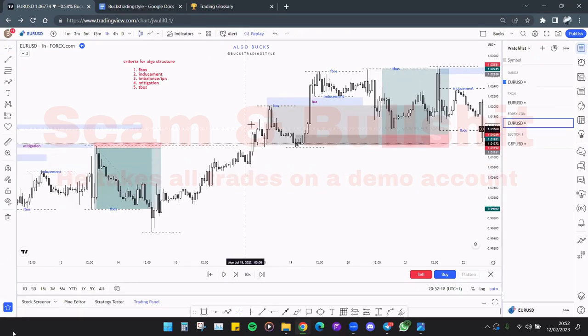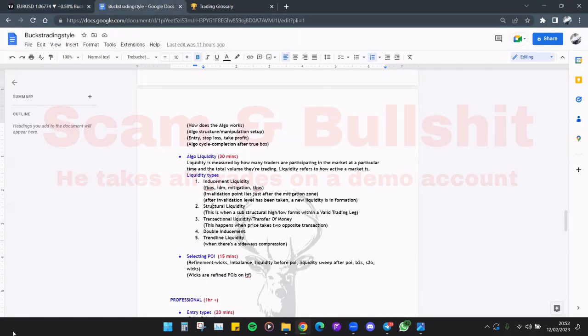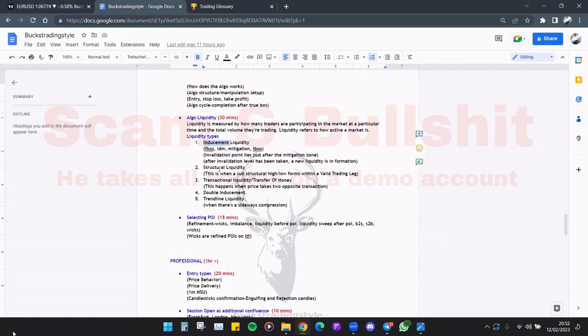We have talked about the three basic types of liquidity, which are the inducement liquidity, the structural liquidity, and the transactional liquidity, right? These are the major types of liquidity we have. The inducement liquidity deals with external structure, the structural liquidity deals with internal structure, and the transactional liquidity deals with external structure. Now, let's look at the double inducement.